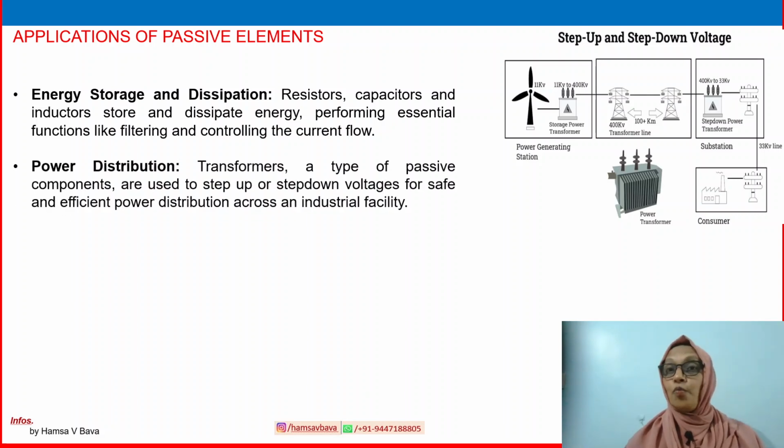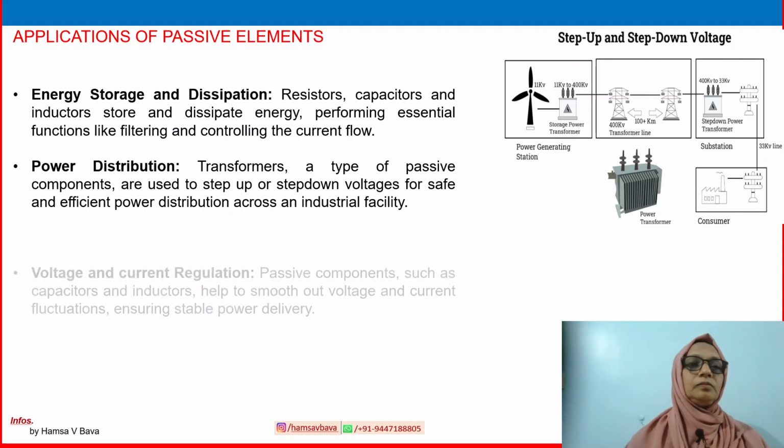Then in the area of power distribution, the transformers, a type of passive components, are used to step up or step down voltages for safe and efficient power distribution across an industrial facility. So here in the case of AC, most of the industries use AC, then the transformer plays a major role.